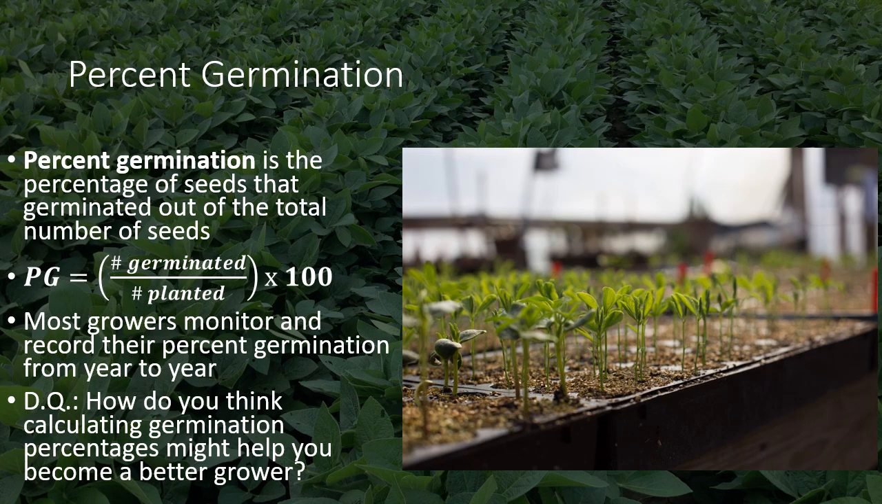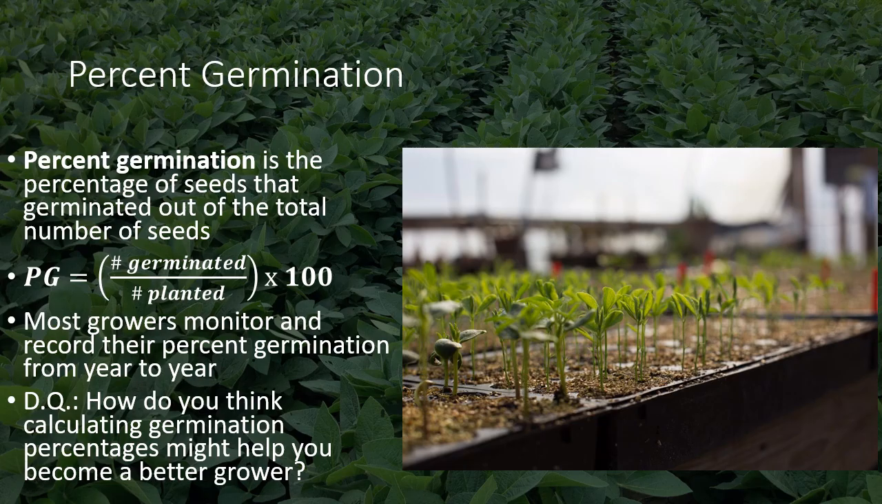And finally, percent germination is something that's really important to monitor whenever you're doing germination. That is the percentage of seeds that germinated out of the total number of seeds that were planted. So if we look at this little formula here, percent germination is just your number that germinated out of the total number that were planted, and you're going to multiply that by 100 to get your percent.